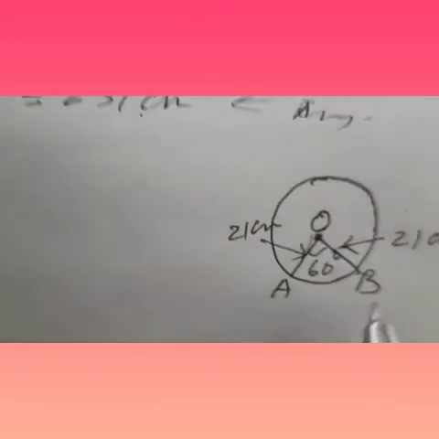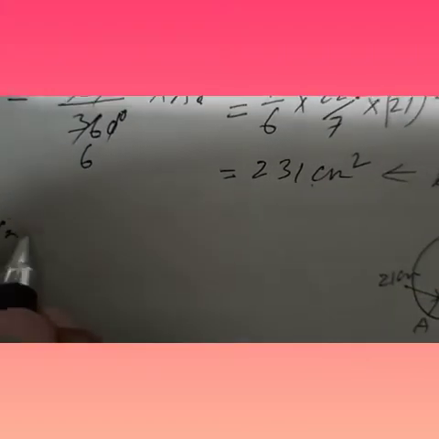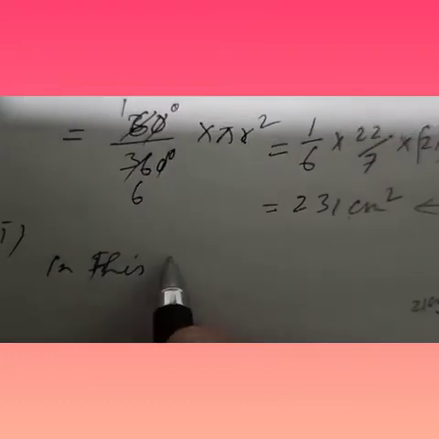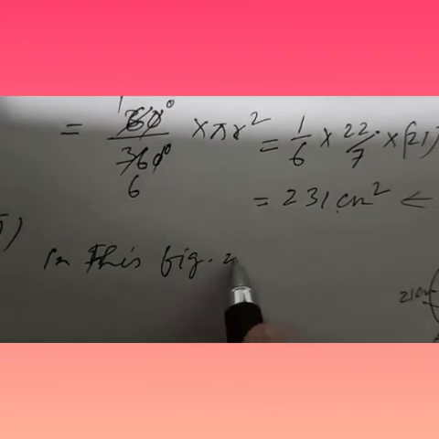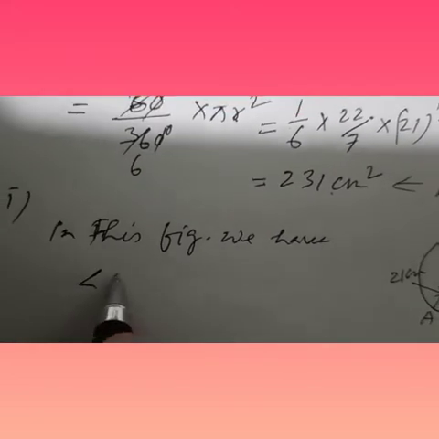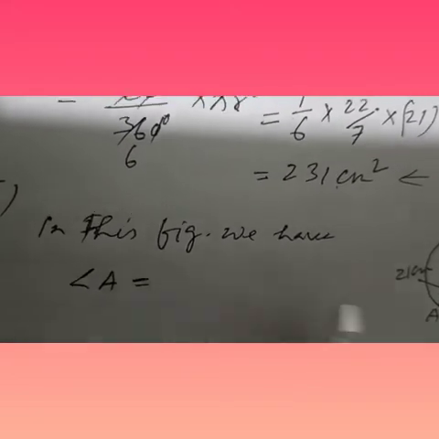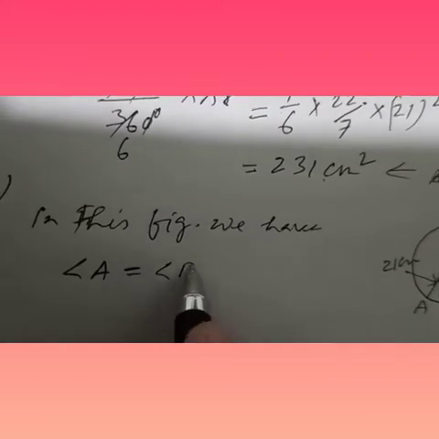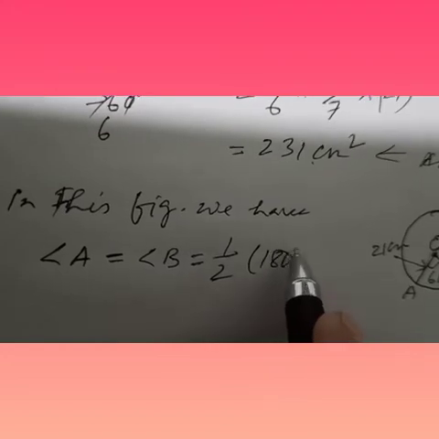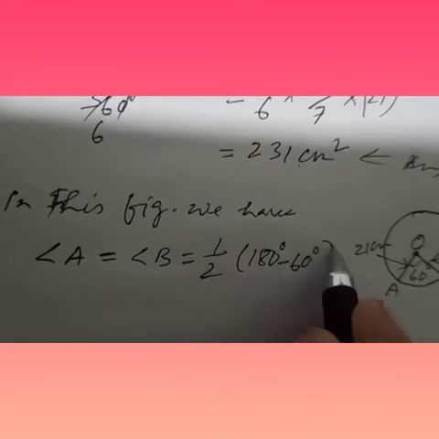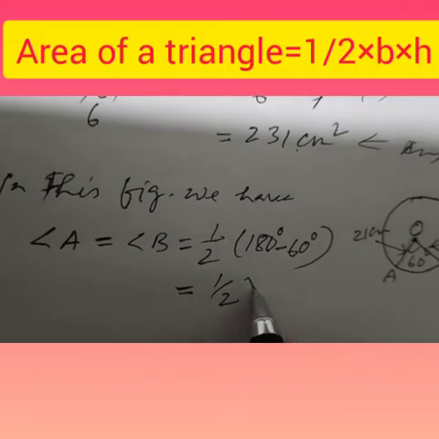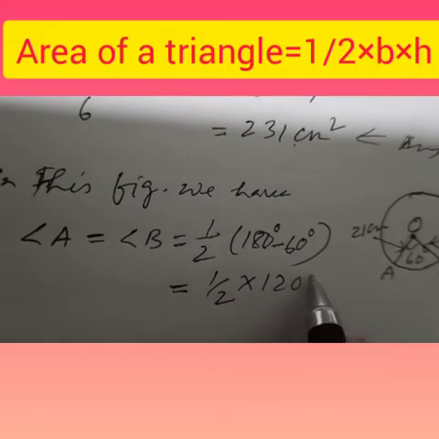So in this figure we have what we will get. You see angle A this equal to angle B. Okay, angle B this equal to what? Half into 180 degree minus 60 degree. Yes, definitely this will be what then? Half into what? 120 degree. Okay, so 60 degree.